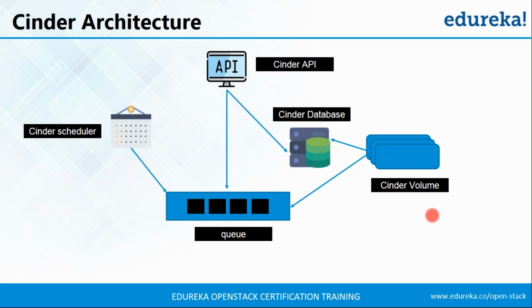Now, the Cinder volume manages the block storage devices, specifically the backend devices themselves. And the Cinder database contains all the metadata about the files that are in your block storage system. And then we have the queuing system here, which is directly connected with the schedulers. Every time the API gets a call or any kind of request, it comes to the queue, then the Cinder scheduler routes it to the Cinder volume, and finally the Cinder volume stores the metadata into the database. So this is how Cinder works.